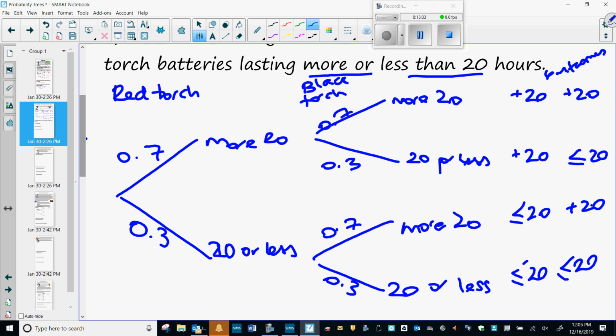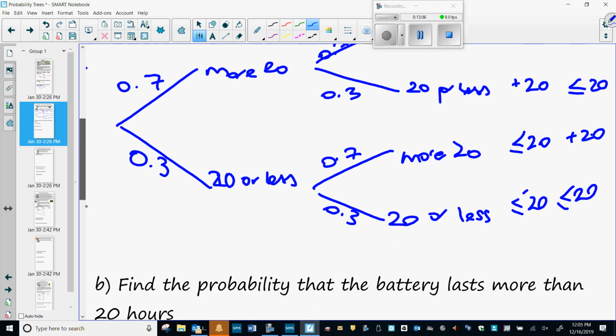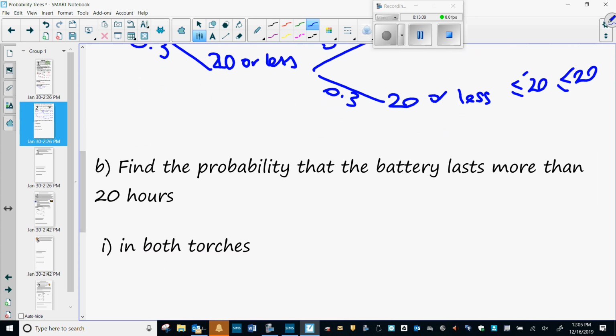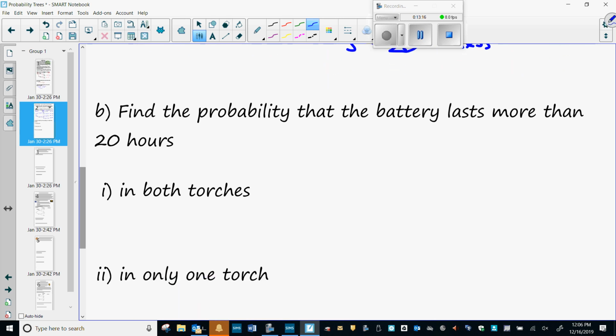Okay? And then we answer the questions. You'll notice that the questions that we get are very, very similar each time. So find the probability that the battery lasts more than 20 hours in both torches. That's easy. So that's more than 20, more than 20. So the probability that it's plus 20, plus 20. How many outcomes does that represent? Yeah, just one of them, it's the top one. And what did we do when we said we've got that one and that one? Multiply.